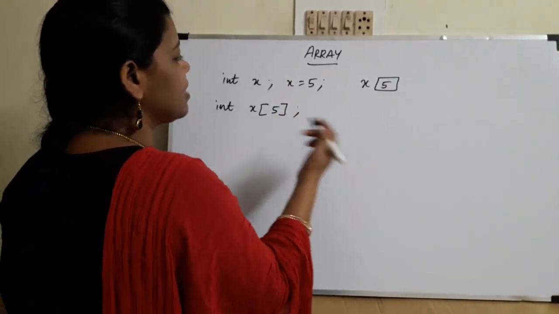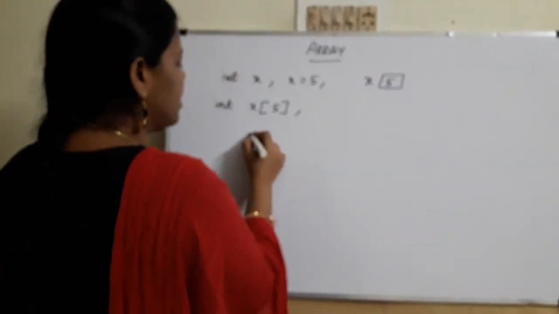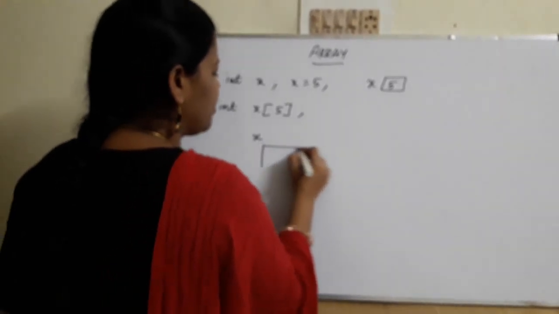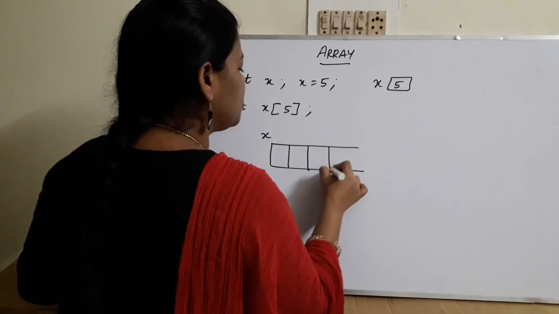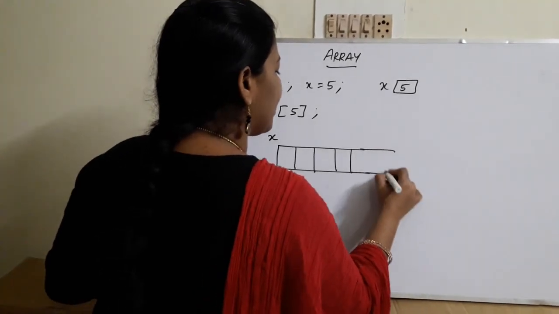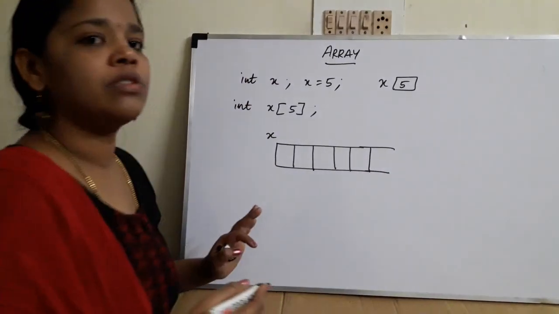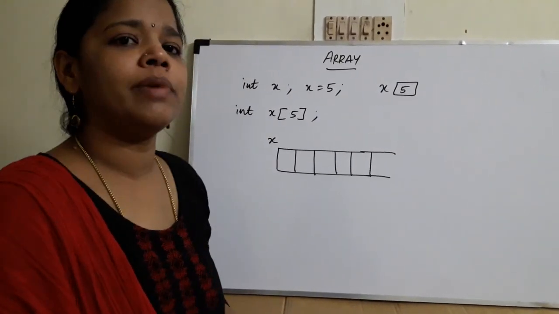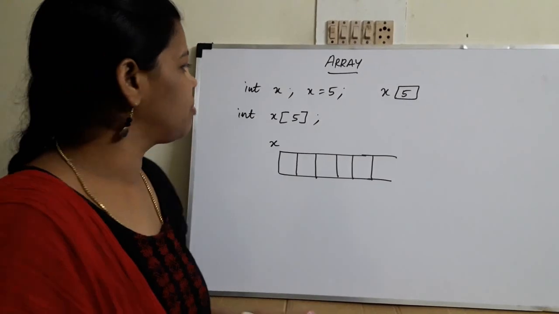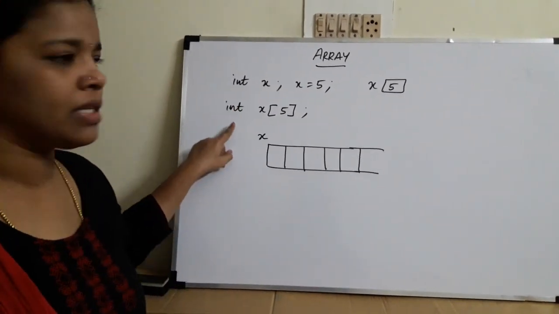So here 5 means 5 memory boxes will be allotted. x is a variable and you will be getting continuous blocks like this: 1, 2, 3, 4, 5 boxes will be allotted in memory and you can store 5 different elements, or the same element, or any sort of element, but everything should be of integer type because int is the data type.